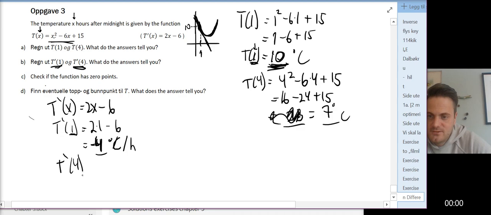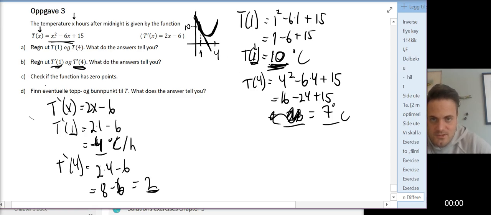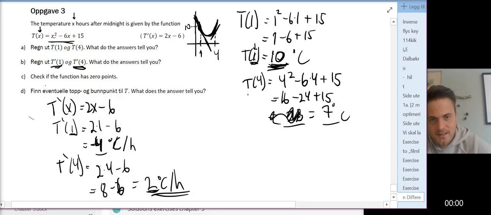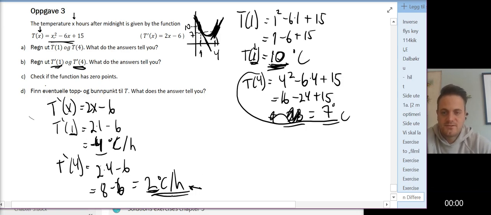But if we put 4 into the derivative, we find the rate of change at 4 o'clock, and then we see we get a positive answer. That's because at 4 o'clock, the temperature is rising, at a rate of change which is 2 degrees per hour, right? So this tells me that at 4 o'clock, it is 7 degrees outside. But this tells me that the temperature is increasing since I get a positive answer, and it's also telling me how fast it's increasing at exactly 4 o'clock. It's increasing with a rate of change of 2 degrees per hour.